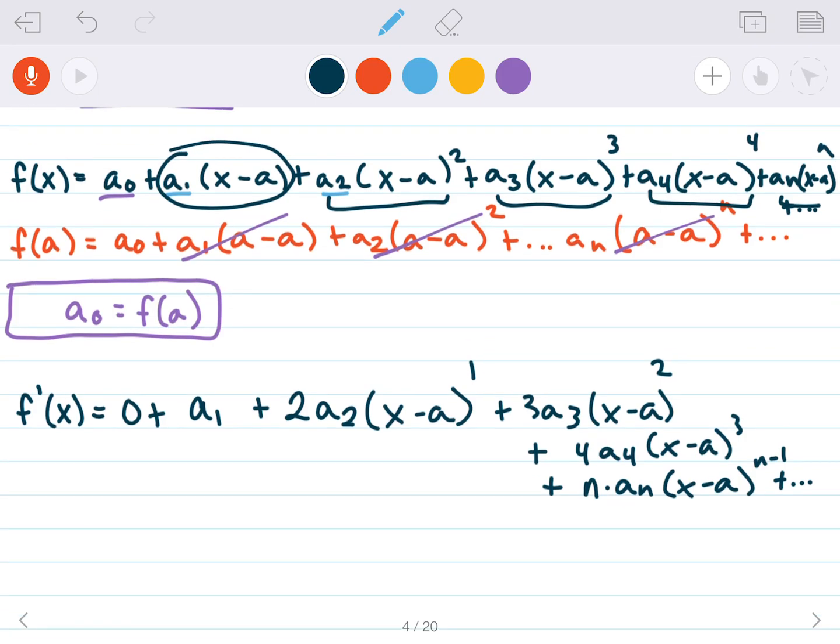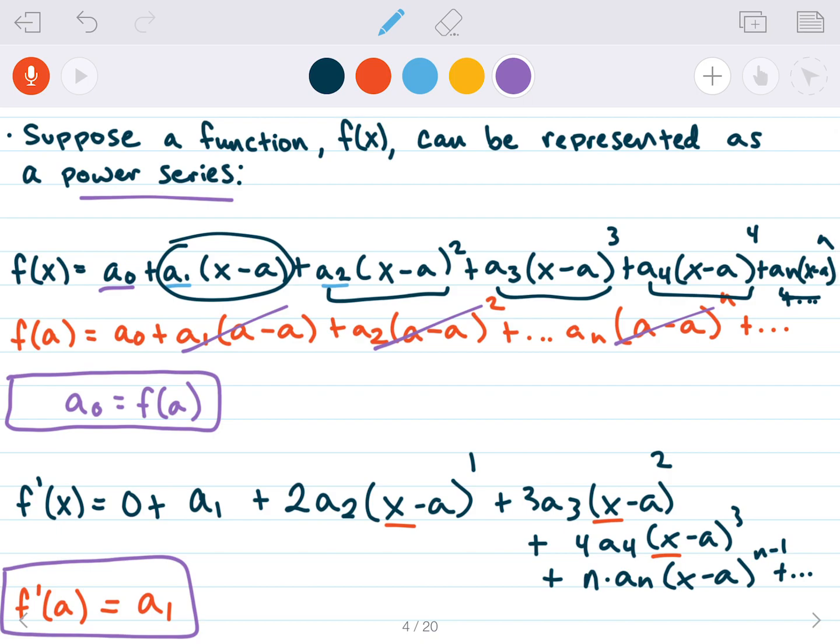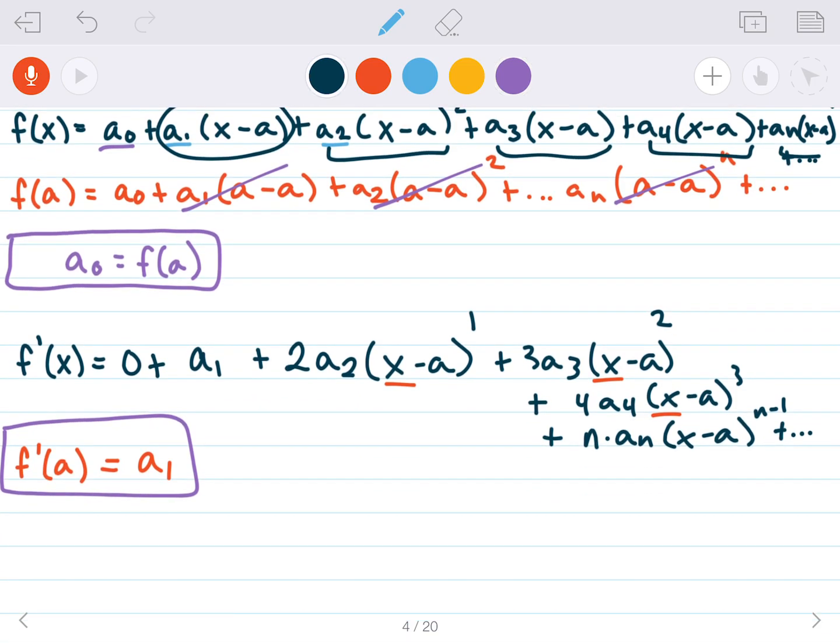Now, what happens when I plug in a into my derivative? Well, look, if I plug in a for x, anywhere I see an x, all of these are going to go to 0 again, right? All of those are going to go to 0. And so what I end up having is a sub 1 plus a bunch of zeros, so that's just a sub 1. So this is going to be a sub 1, and I'll box that. All right, so I have my second coefficient figured out. I'm trying to figure out what the Taylor series is, and to do that, I need to know what my coefficients a sub 0, a sub 1, a sub 2 are. So far, I have a sub 0 and a sub 1. Now let's figure out what a sub 2 is, and see if you can spot a pattern.